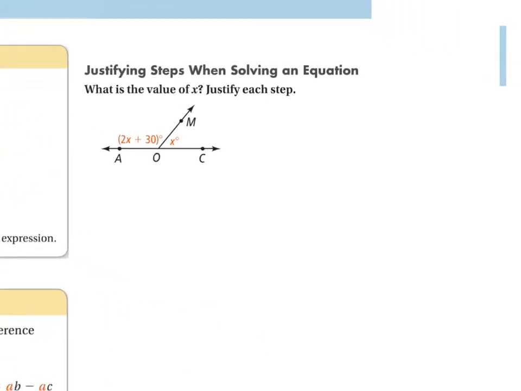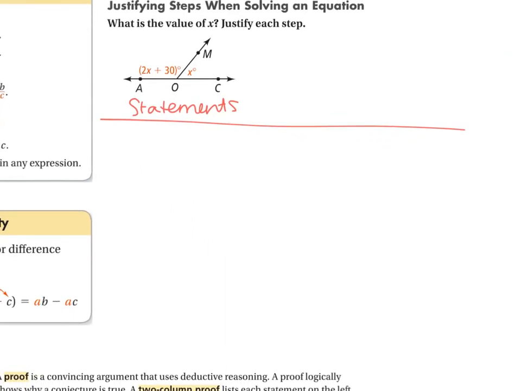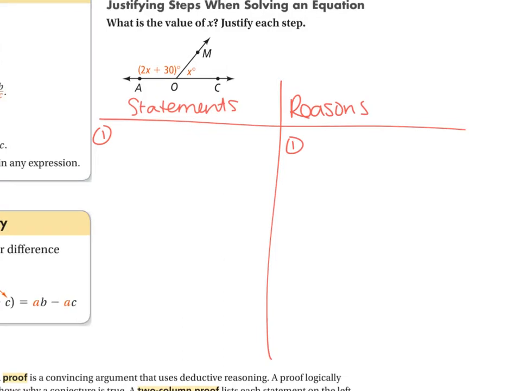Some of these proofs are a little weird and it's something different that you've never done before, so just be open-minded about it. This is how you do a proof. You start with a T-chart and you're going to have two columns on this T-chart. The first column is going to be statements and the second column is going to be your reasons. Okay, so here's the problem.